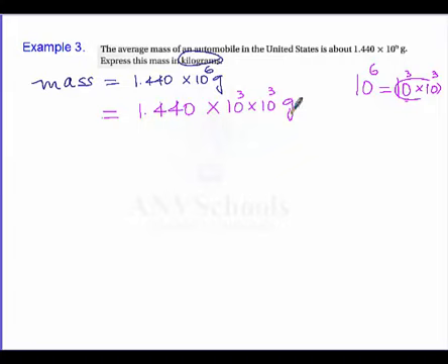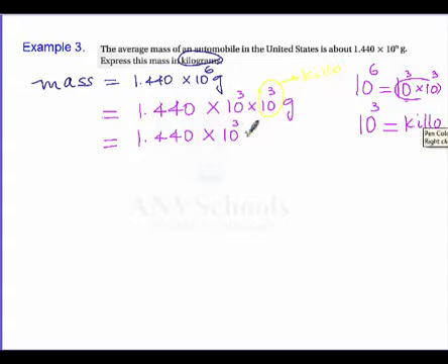From the prefixes, 10 to the power of 3 has a name called kilo. Kilo is a prefix which refers to 10 to the power of 3. So this is equivalent to 1.440 multiplied by 10 to the power of 3. Instead of this 10 to the power of 3, I can use the prefix kilo. Here I can use kilo.